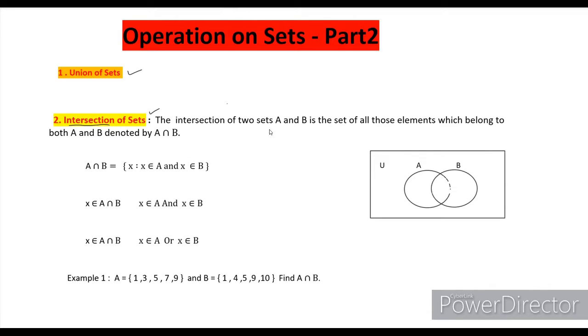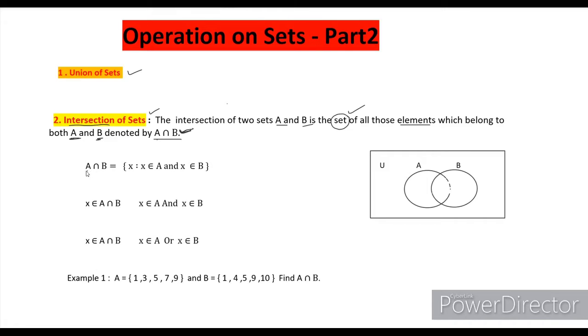The intersection of two sets A and B is the set of all those elements which belong to both A and B, and it is denoted by A intersection B. So what did we understand? Intersection is a mathematical operation. When we perform this operation on any two sets, A intersection B will also be a set, and the elements of A intersection B will belong to both the sets A and B.